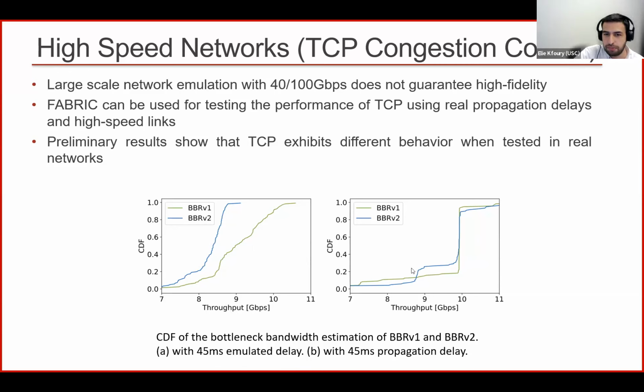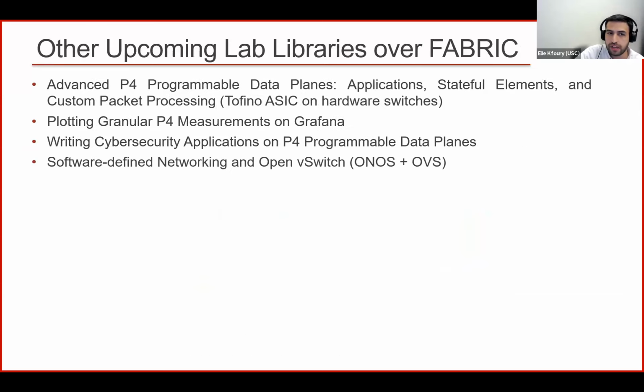And we can see that TCP here is more stable, so the behavior that TCP exhibits is different when we test with real networks. And for that reason, we believe that if we want to test TCP in high-speed networks with 40 gig, 100 gig, it's better to do it on a real network, and Fabric can be very useful for that. So this is also a library we're planning to have.